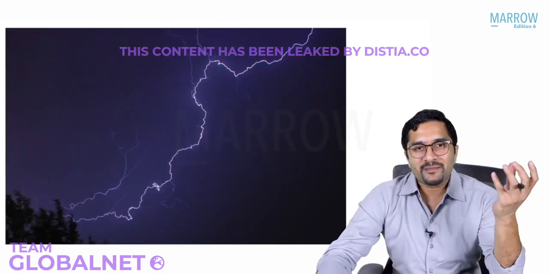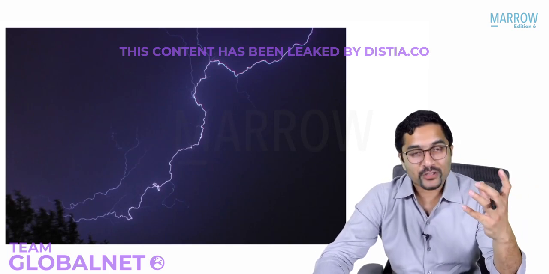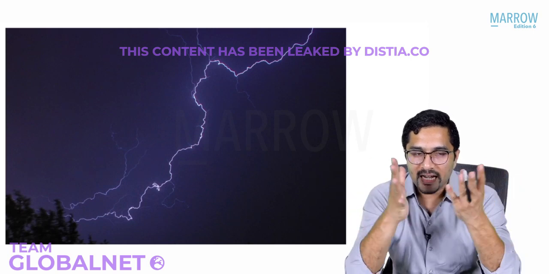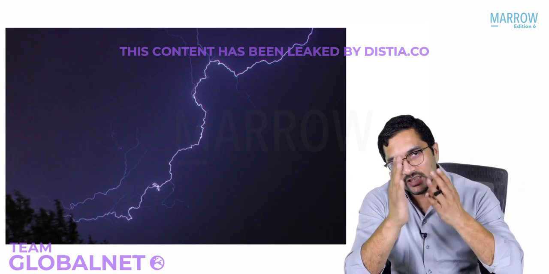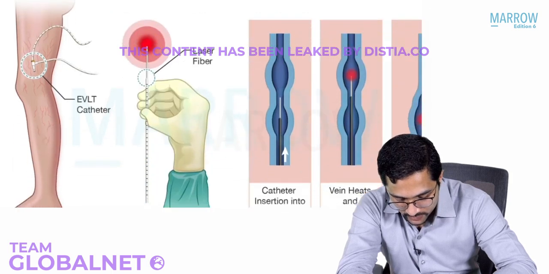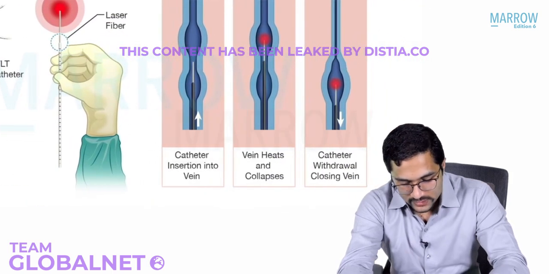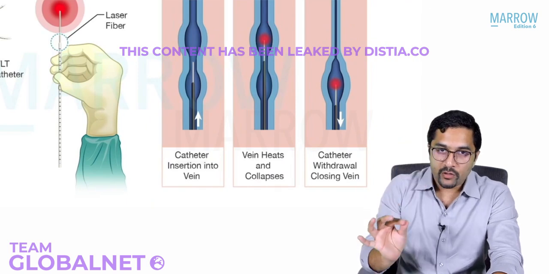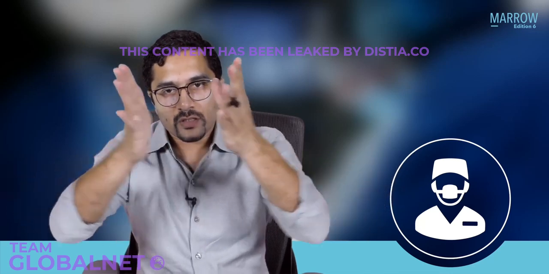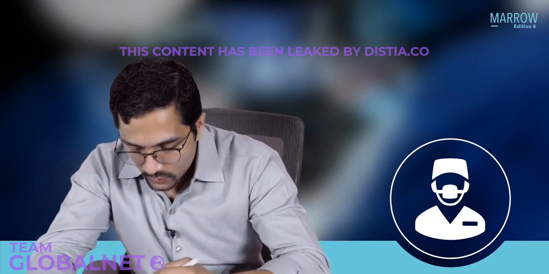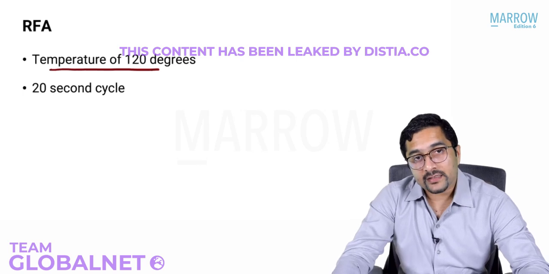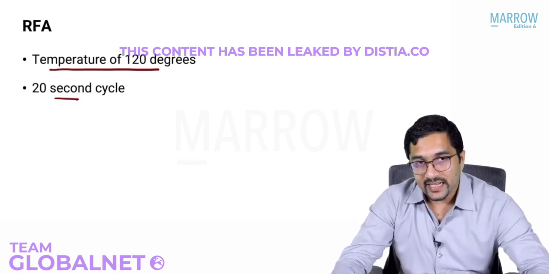So this was a picture which I had clicked when I was doing my fellowship in Bangalore, and this is what the laser is doing. Laser is producing heat, because of which the vein is getting collapsed. So you can see here, this is the EVLT fiber which is being put in, and you produce heat and you keep on withdrawing it. You continuously keep on withdrawing, and as you are withdrawing, one person is putting pressure. So the vein wall is going to collapse, keeps on collapsing. So this is EVLT. RFA is temperature of 120 degrees is reached and it is a 20-second cycle.